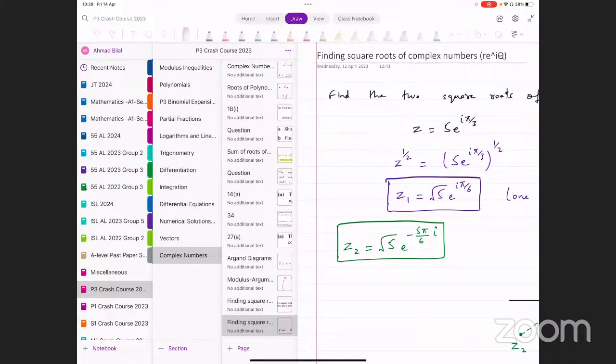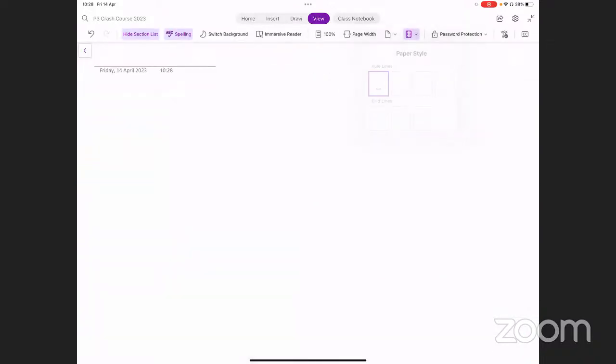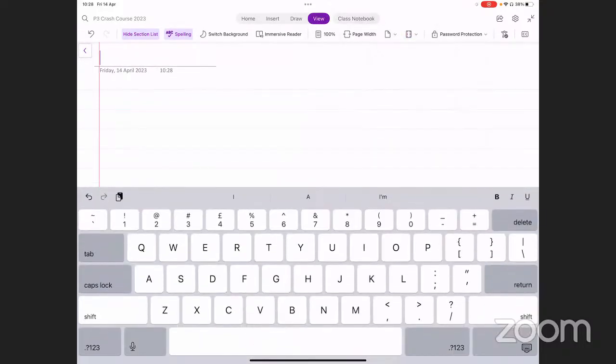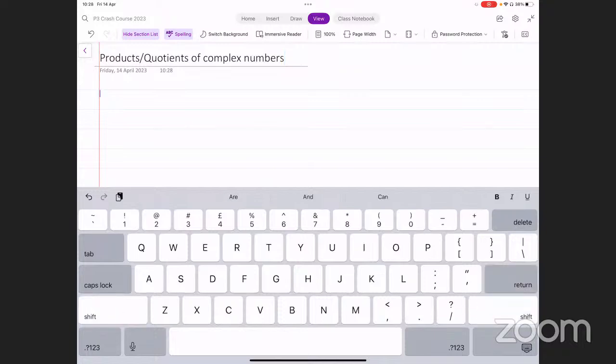Now, today I'm going to start with this. There is a property that we need to know about regarding products and quotients of complex numbers. Let me write that here. Product, quotients of complex numbers. We want to see how their modulus and arguments are affected.